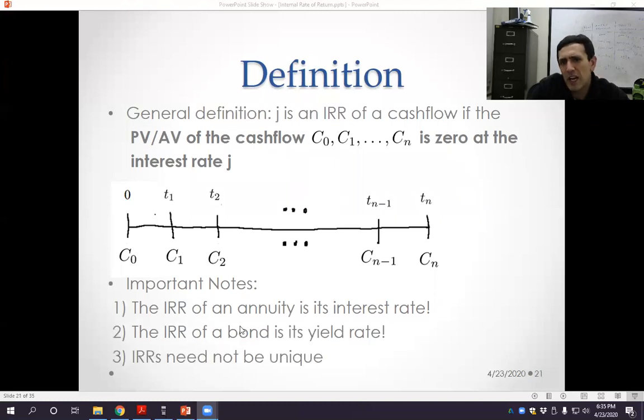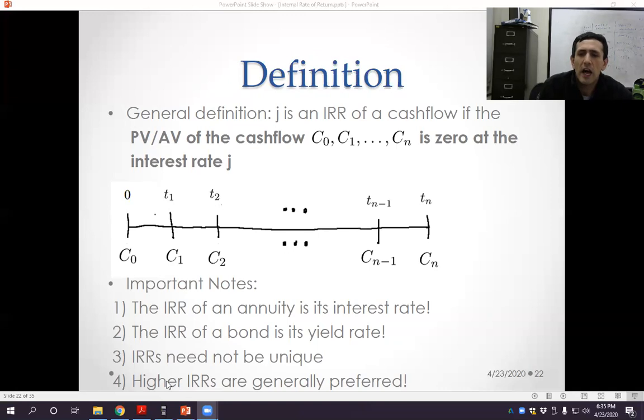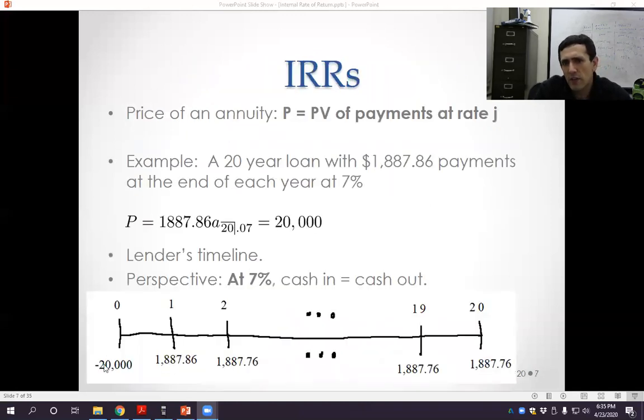Okay, and I'll do an example of this to illustrate that it's not that bizarre, and because you don't necessarily get unique internal rates of return, that's a slight drawback of an internal rate of return. And last, not surprisingly, higher internal rates of return are generally preferred. When you have an investment, you want as high of an interest rate on your investment as possible. If you're a mortgage lender, you would like to charge as high of an interest rate as you can, because as a lender, the higher the interest rate, the larger the payments are.